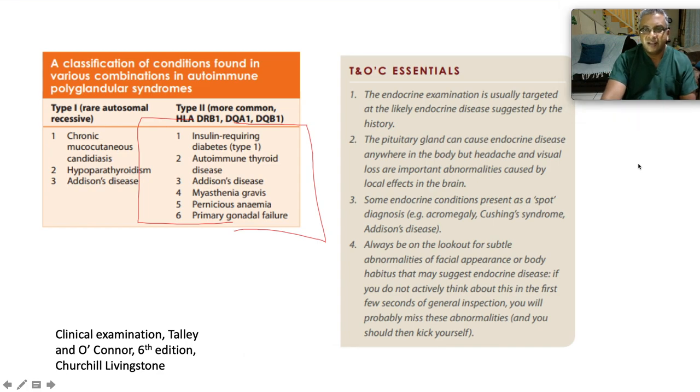These are essentials given to us from Talley and O'Connor regarding the endocrine exam. I thought we could just touch on this. It says that the endocrine examination is usually targeted at the likely endocrine disease suggested by the history. So as we know, examination just serves to confirm what you have elicited by the history. They go hand in hand. The pituitary gland can cause endocrine disease anywhere in the body, but headache and visual loss are important abnormalities caused by local mass effects in the brain substance itself. Some endocrine conditions present as so-called spot diagnoses, which you can spot a mile away, the likes of acromegaly, Cushing syndrome, Addison's disease. Always be on the lookout for subtle abnormalities of facial appearance or body habitus that may suggest endocrine disease. If you do not actually think about this in the first few seconds of general inspection, you will probably miss these abnormalities.